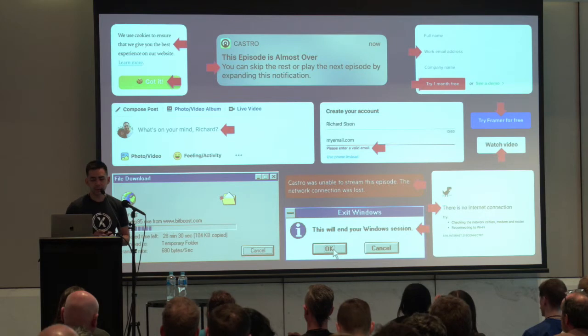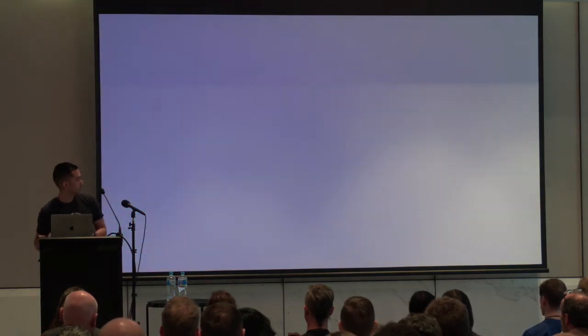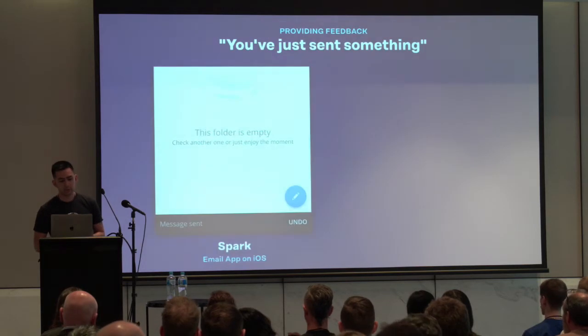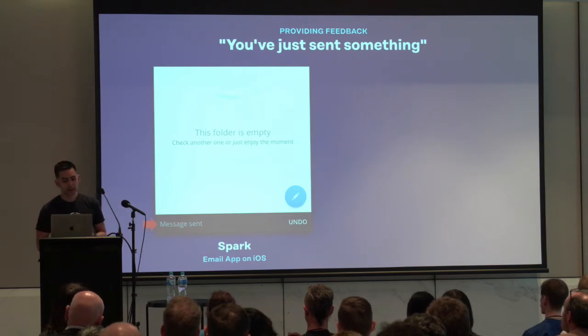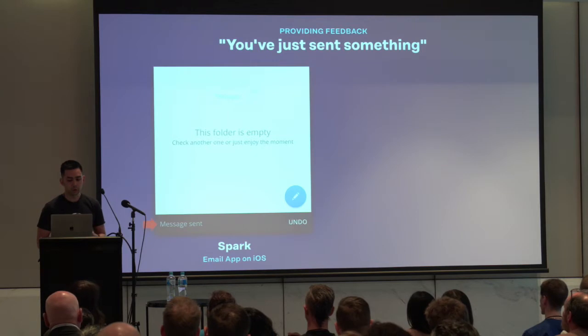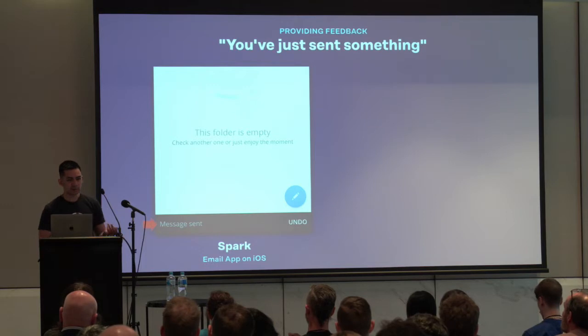It's not always about being small and subtle though. So we'll look at an example now as promised. When you send an email, you just need to know that it was sent. This example from Spark is a pretty common approach for email clients because it's simple and it's subtle. You send the email, the message appears and disappears just like that. Because at the end of the day, it's just an email and it happens all the time. You probably send several every hour, so you don't really need to celebrate something like that.